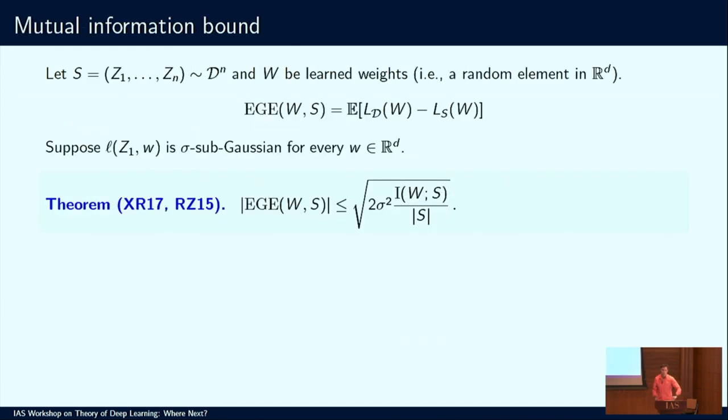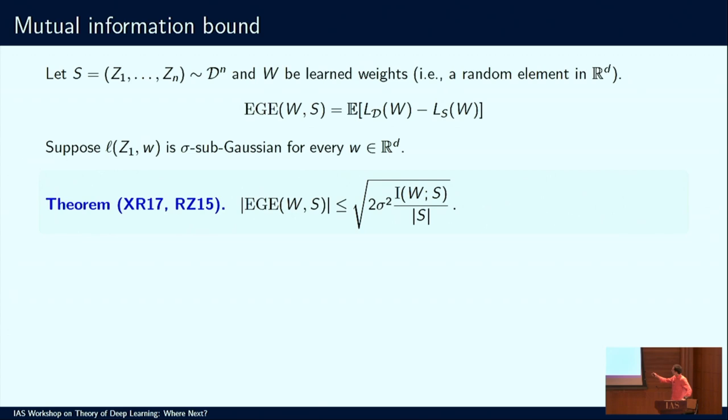All right, so the starting point of this is the following bound on expected generalization error. This is not going to be a talk about high probability bounds, but I think that if you can tell a story for the expected generalization error, then that's something interesting.